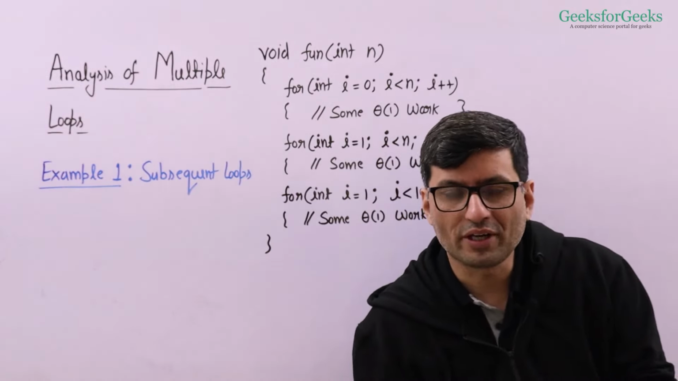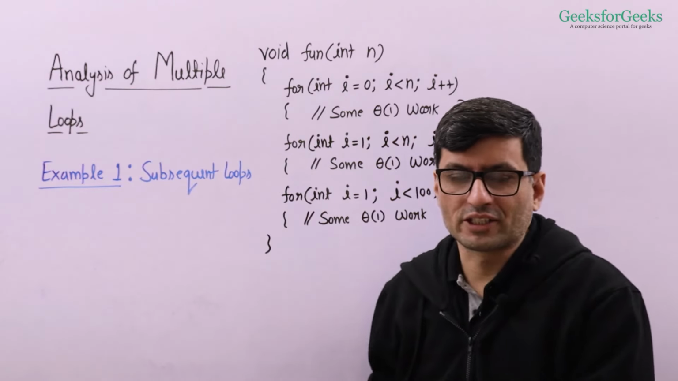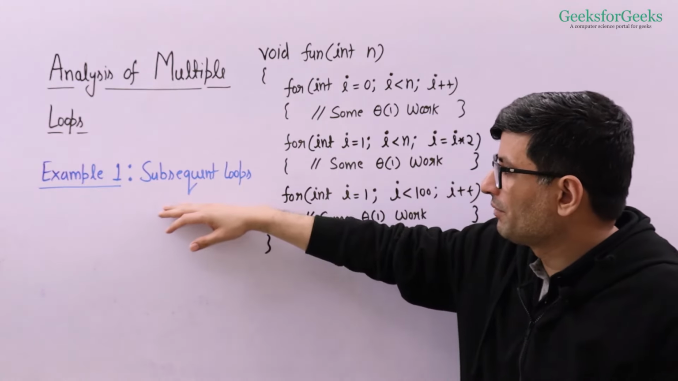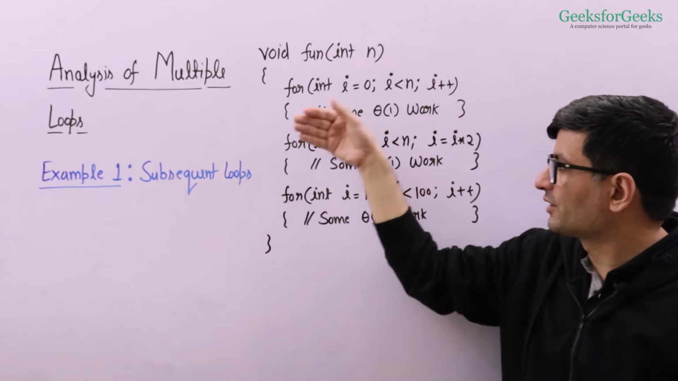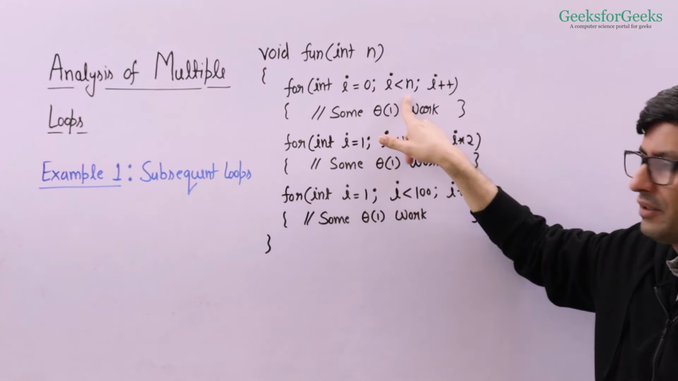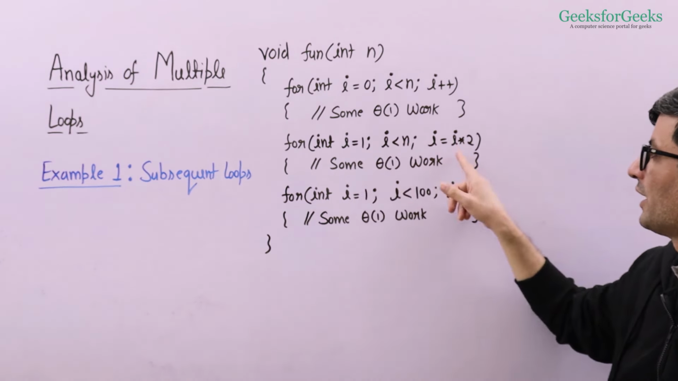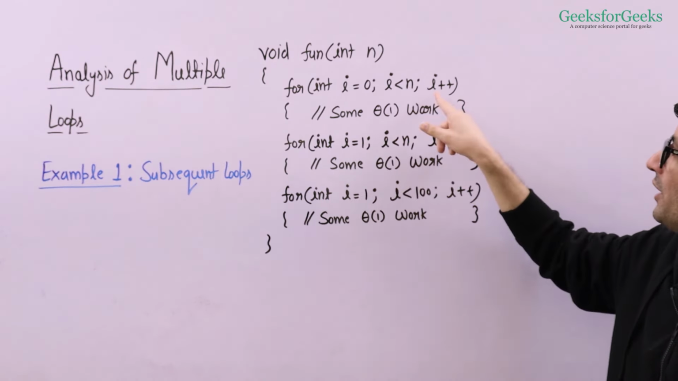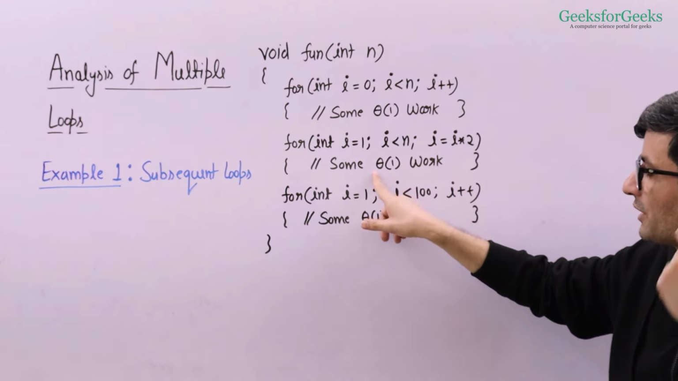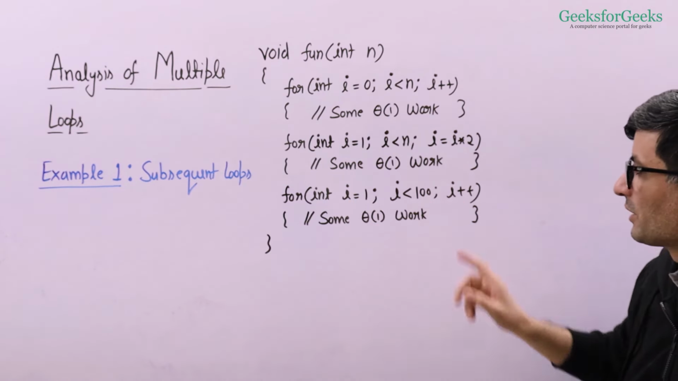Let's now talk about analysis of multiple loops. We are going to discuss different examples where we have more than one loop. In this example, we have one loop after the other, and this way we have three loops. The first loop runs from 0 to n minus 1 and does some constant work inside it. The second loop runs from 1 to n and does i equal to i into 2. Here we had i plus plus, here we have i equal to i into 2, and we do constant work inside it. The third loop runs from 1 to 99, and we do i plus plus inside this.